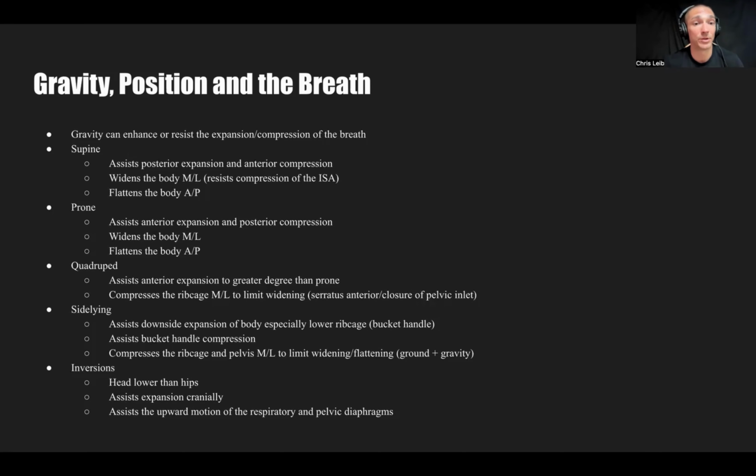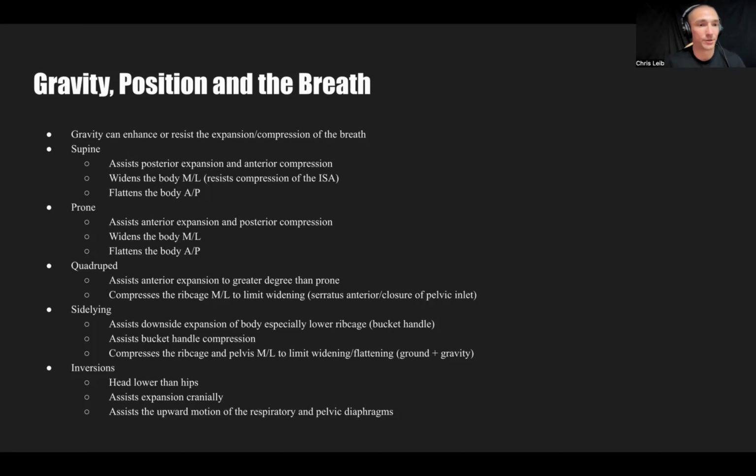Side lying tends to be a really good position for assisting bucket handle compression. If somebody's got a really big rib flare on the front, putting somebody in side lying can be really useful to help them to feel the bucket handles compress and come together, which would also help generally with a longer exhale to allow the respiratory diaphragm to peak more upward. There is some resistance from the ground to the bottom side bucket handle, but during the exhale, you get this relationship between the ground and gravity that helps to compress everything. So it also limits the widening and flattening of the body medial-laterally and anterior posterior.